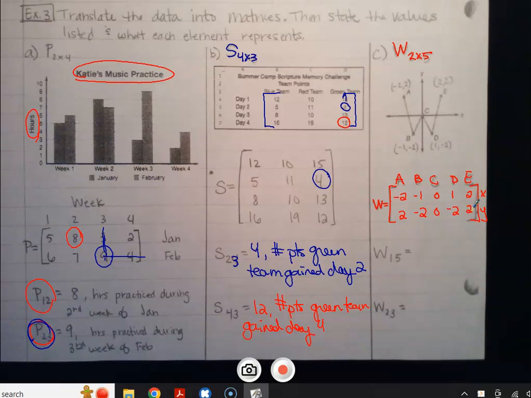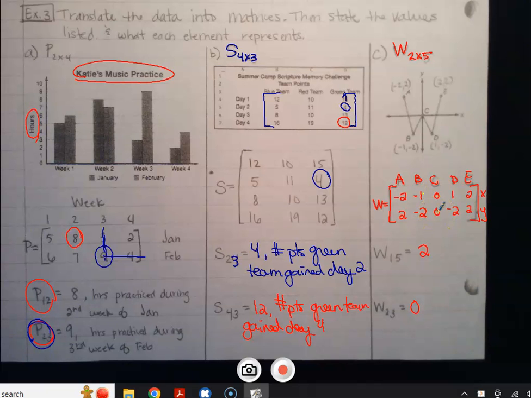So do you understand the order to the matrix now? Like, are the numbers random? Definitely not random. So what is element W15? 1, 5. 2. Good, because it's the first row and the fifth column. And how about element 2, 3? 0, because it's the second row and third column. Good.